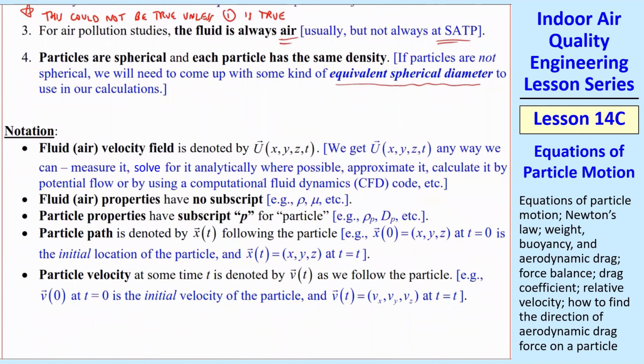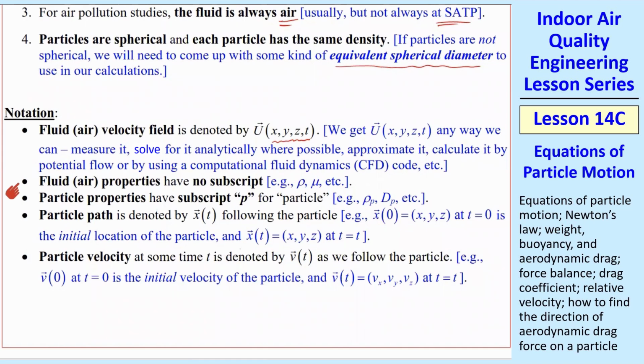Now a little bit about notation. The air velocity field is always denoted by capital U, in general, a function of x, y, z, and t. We get U any way we can. Measure it, solve for it analytically, approximate it, calculate it by potential flow, use CFD, whatever. We get capital U as a function of x, y, z, and t.